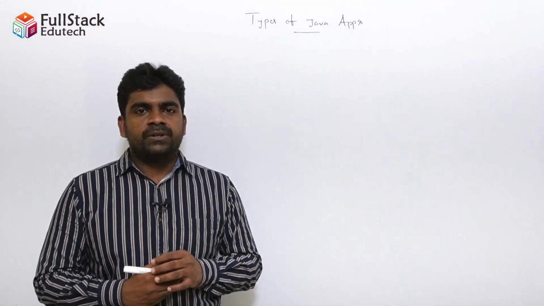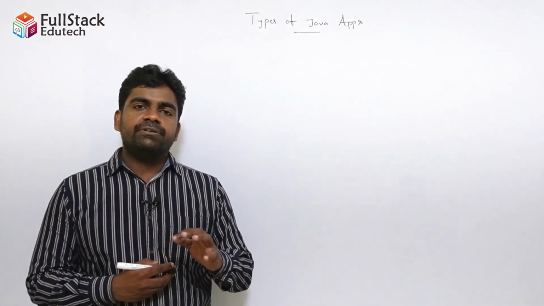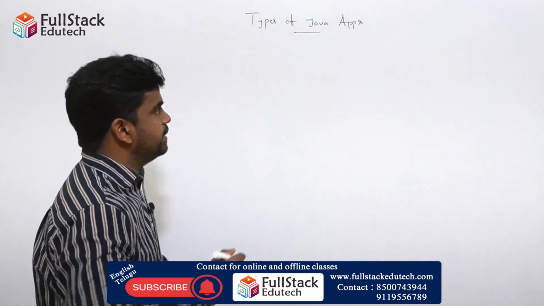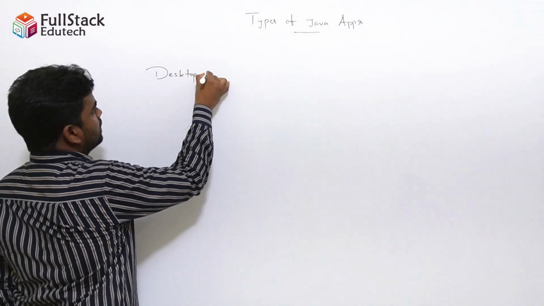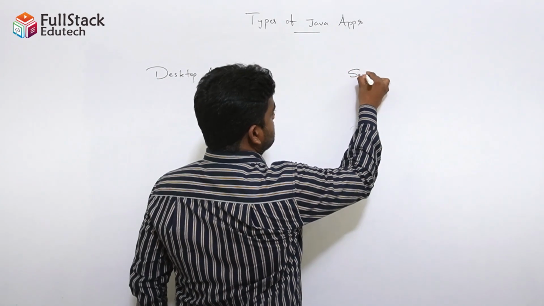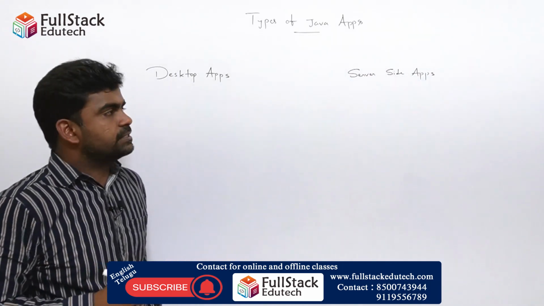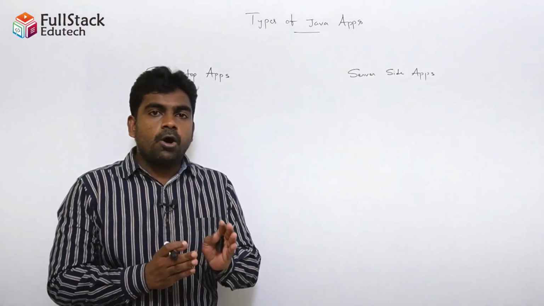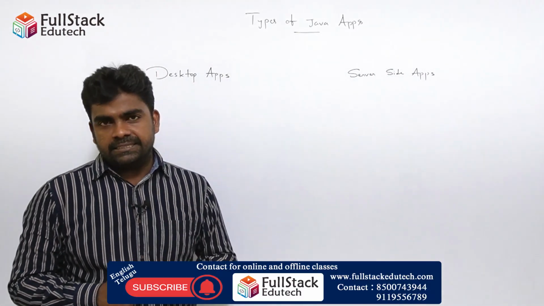We already know Java programming is used to develop applications, but using Java, different kinds of applications can be developed. Mainly, what type of applications? Two types. One is desktop applications, second one is server side applications. So first of all, what is a desktop application? An application that runs on a single machine, on a single system, is called a desktop application.